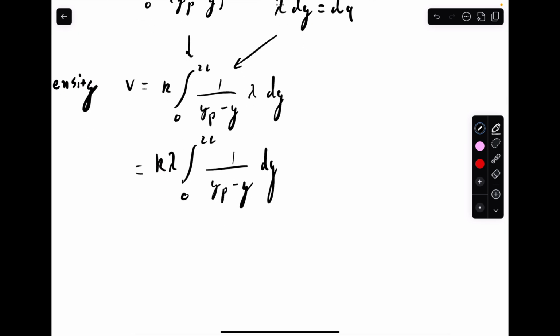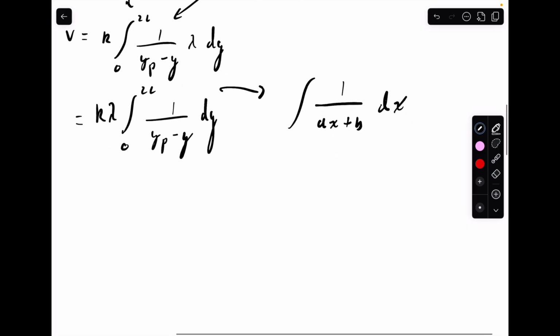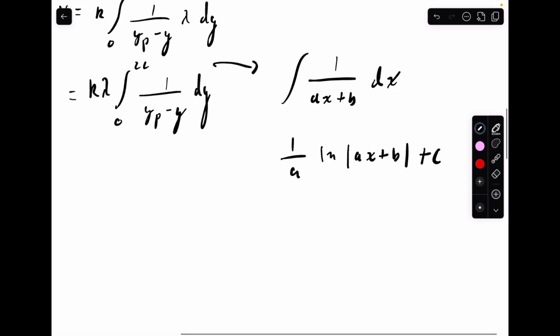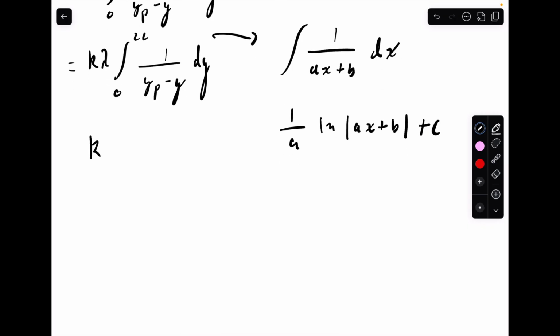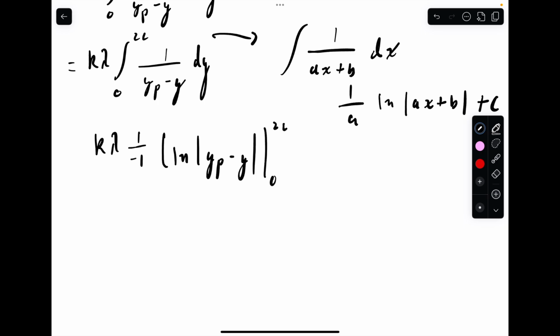Now I could very well do a u substitution here, but I'm not going to, because I know a property of calculus: when I integrate a function that looks like 1 over (ax plus b) dx, the integral will be 1 over a times ln of (ax plus b) plus c. So really, all I need to identify is the coefficient of my variable. Here I'm integrating with respect to y, and there's y here. What's the coefficient of y? It's -1. So I know this integral will compute to k lambda times 1 over -1 times ln (yp minus y), from the bounds of 0 to 2L. I bypass the u substitution by knowing that fact, and that's a lot easier, isn't it?